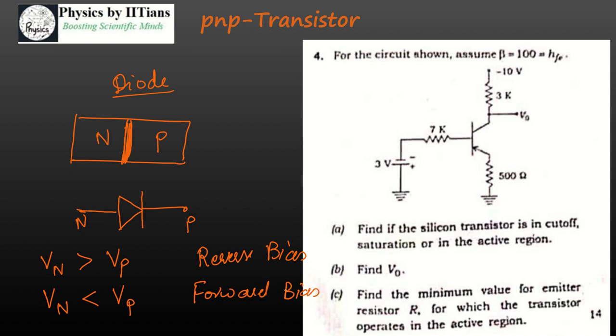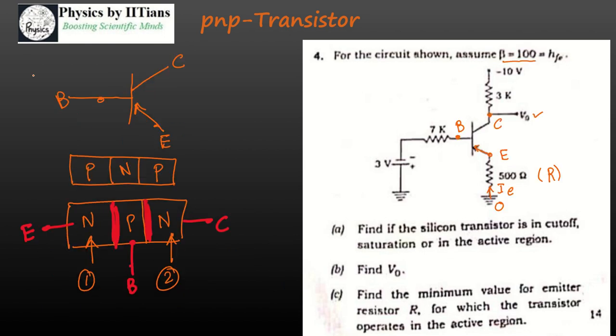In short, we can write it as RB, reverse biased, and this as FB, forward bias. So this is the case for the diode because there is only one junction, but for the transistor there are two junctions. So these two junctions can independently be forward biased and reverse biased. Similarly, this junction can also be forward biased and reverse biased.